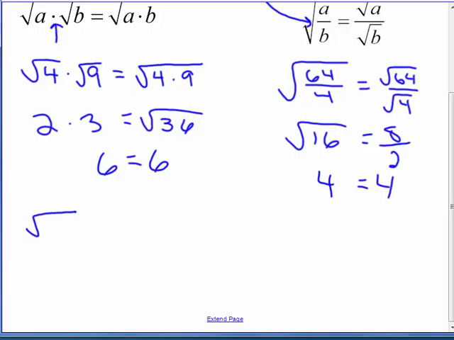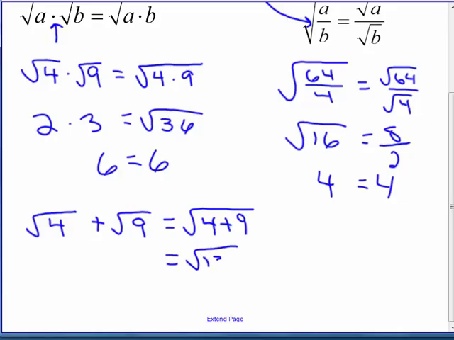Notice when I try addition here, and I'm going to use the same 4 and 9 here. When I have the square root of 4 plus the square root of 9, do I get the square root of 4 plus 9? Well, we know the square root of 13 does not equal 2 plus 3, that's 5. So addition doesn't work. And we'll take a look at addition in the next section, 8.3 actually.